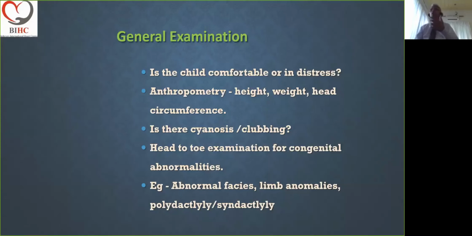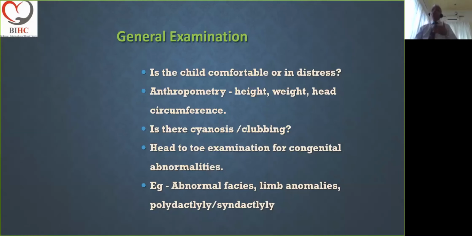This is a problem that all of us encounter when we meet the baby for the first time. So answer this question yourself: is the child comfortable or in distress? If the child is comfortable, go on to measure the usual anthropometric parameters: height, weight, head circumference. Why this is relevant to cardiology, I'll explain as we go along. Then of course, heart-specific questions like is there cyanosis or clubbing.